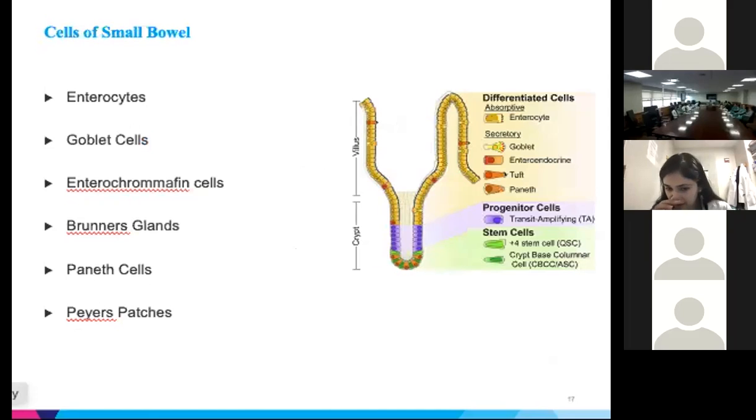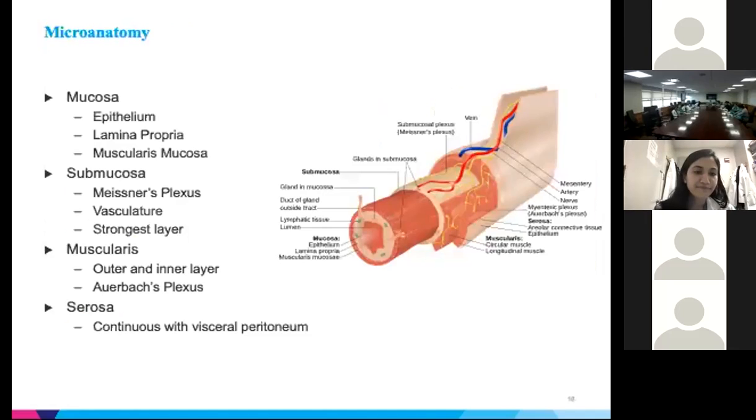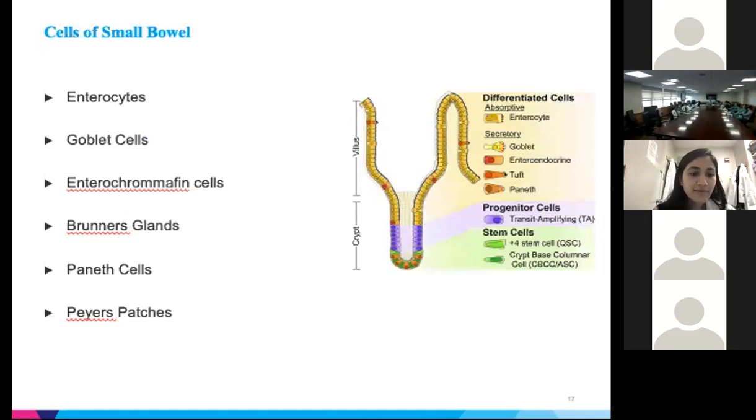So quick review again. What is the strongest layer of the small bowel? Yep, submucosa. And then cells of the small bowel. Team 5, do you guys want to go over these? Just real quick about what each of the functions of each of these cells would be.